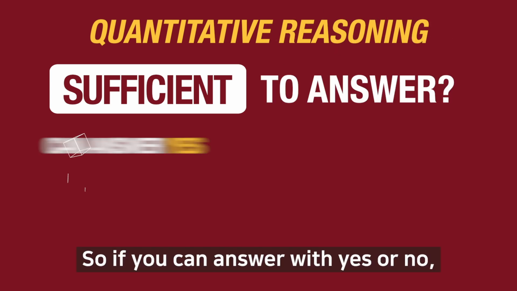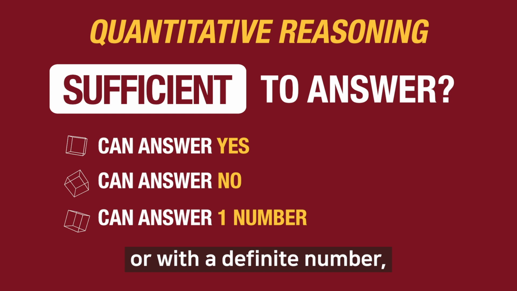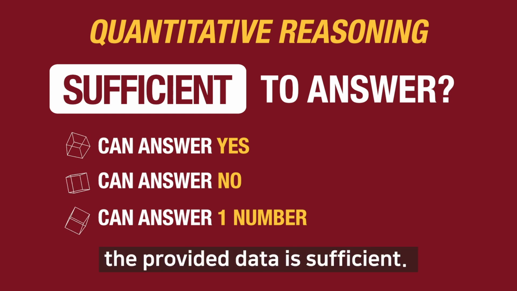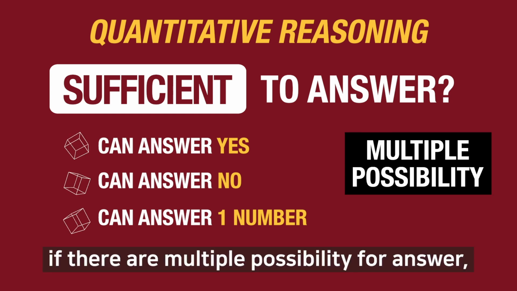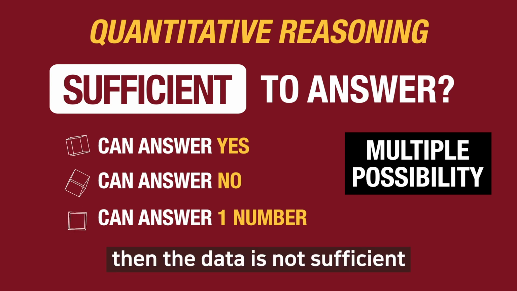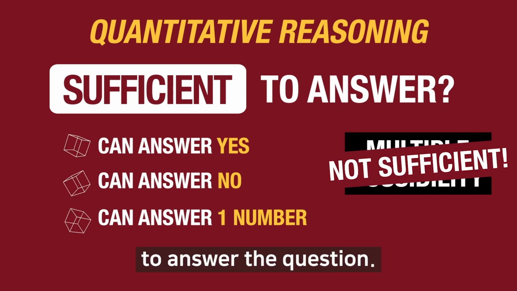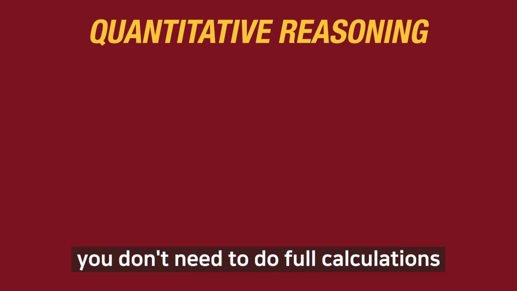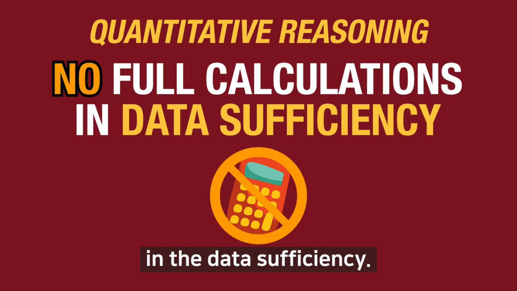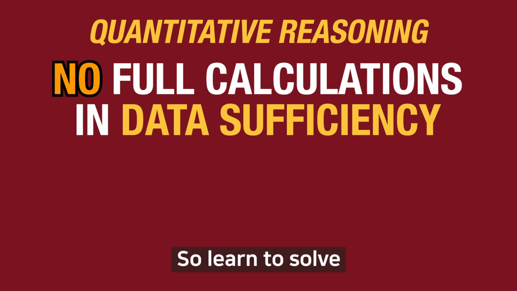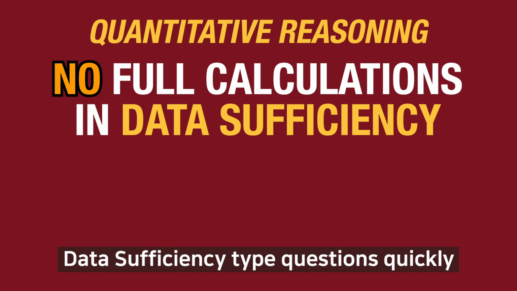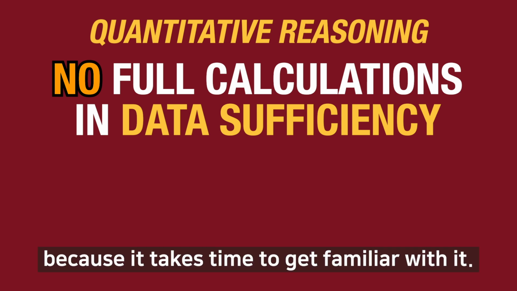So if you can answer with a yes or no, or with a definite number, the provided data is sufficient. On the other hand, if there are multiple possibilities for the answer, then the data is not sufficient to answer the question. A lot of times you don't need to do full calculations in data sufficiency. So learn to solve data sufficiency questions quickly, because it takes time to get familiar with it.